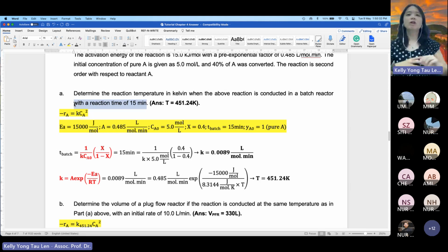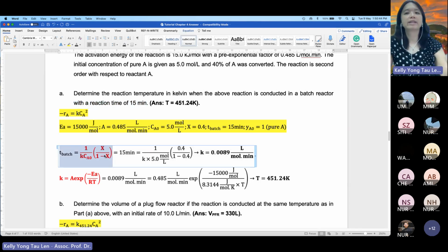So of course, if you are not sure where to go with this, you come back to the design equation first, because it tells us batch reactor, 15 minutes, right? So you know from the equation, if I have a batch reactor, gas phase, with rate law minus rA equals kCA to the power of 2, because it is second order with respect to A. The equation is given as reaction time in batch reactor equals 1 per kCA naught in bracket, X per 1 minus X. So this is the equation given to us.